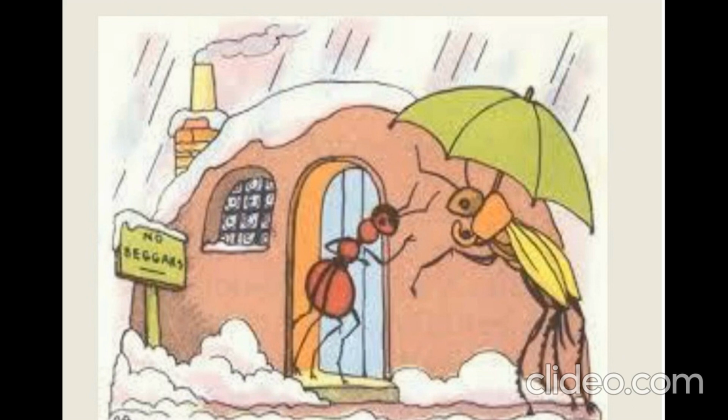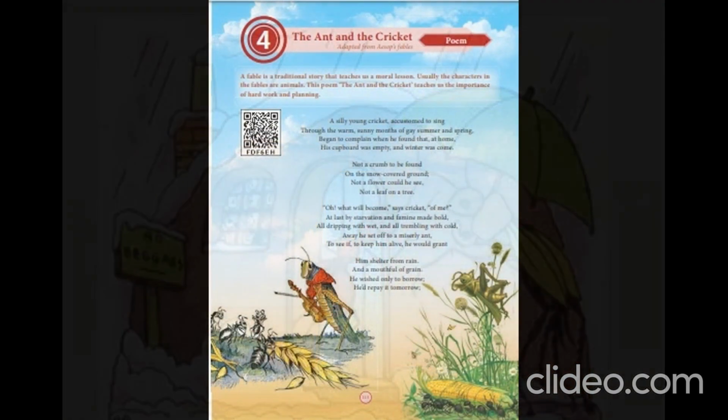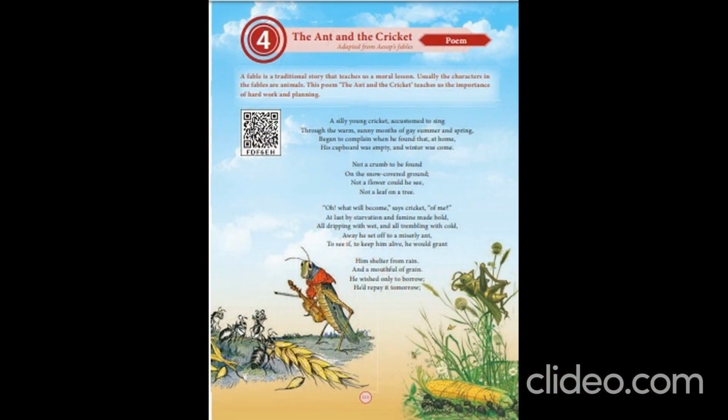So in this stanza, the cricket had not eaten anything and was starving with hunger. So it mustered its courage and set off to seek the help of a miserly ant. And he asked something for his survival. So it makes a request to his friend, the ant: can you please give me something to eat or give me a shelter to save my life? Like that he requested the ant.